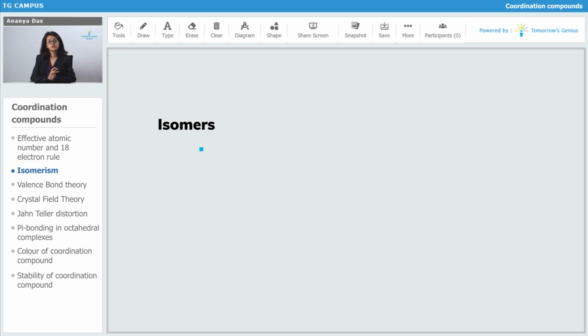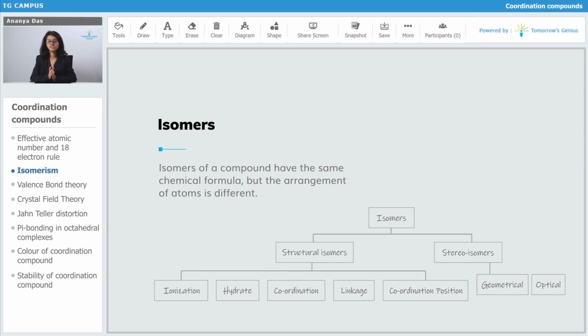So what are isomers? Now this definition we have been studying from class 10th. So it has been marked up and put into our brains through osmosis right now. So isomers of a compound have the same chemical formula, but the arrangement of atoms is different. Okay, that is the basic definition that is applicable for your organic as well as your inorganic chemistry.